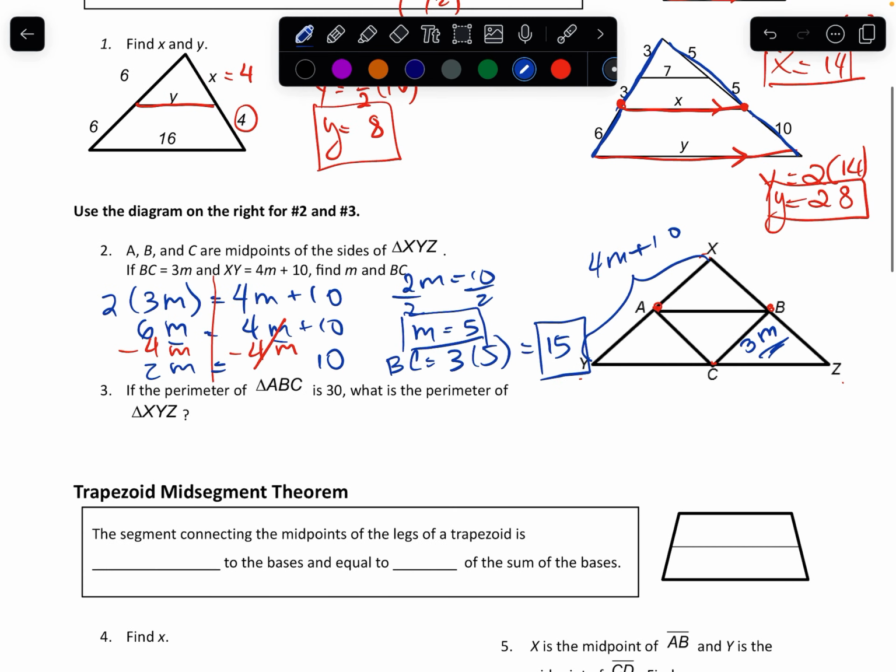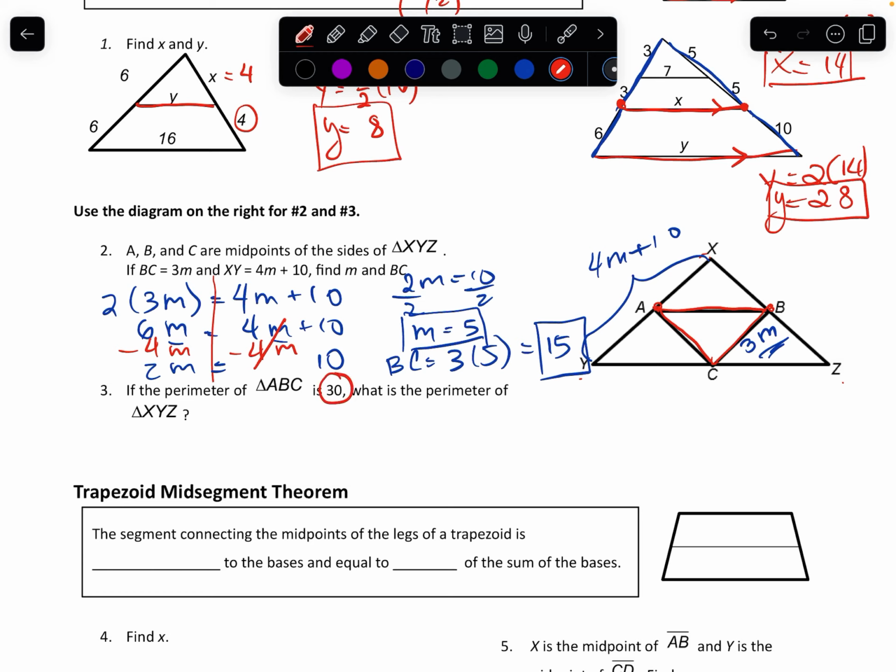So let me erase this right here. So if the perimeter of ABC, and let's highlight ABC, ABC is right here, right? So if I added all 3 of these, and I don't know what they are, but, well, 15, 15, 15, I guess. But the question is, what is the perimeter of the triangle XYZ?